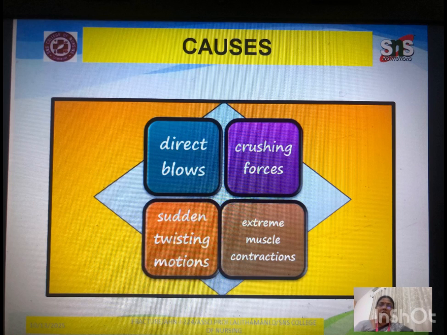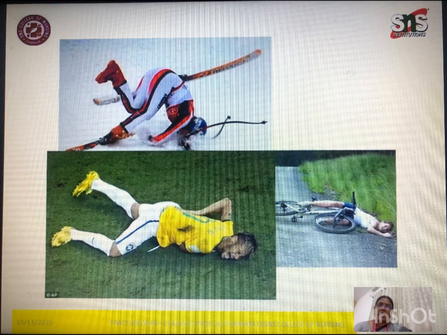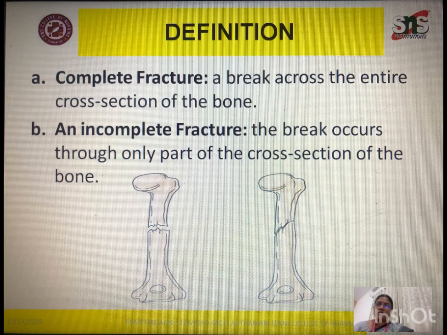The next one is the causes. It might be due to a direct blow, crushing forces, sudden twisting motion, and extreme muscle contractions. These four may be the major reasons for fracture, and this includes a fall or, most probably, a sports injury. When a person falls in a twisting motion, or has a crushing injury, the pressure is held on that particular bone and a fracture might result.